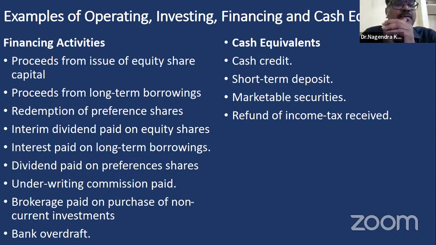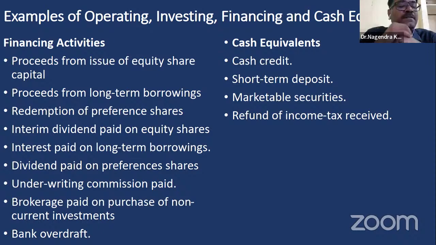Let us see. We can get cash in the form of issue of equity shares. We can get cash by raising long-term borrowings. We can pay cash in the form of redemption of preference shares. Sometimes we pay the dividend on the equity shares. We have to pay interest on the long-term borrowings. We have to pay dividend on the preference shares.